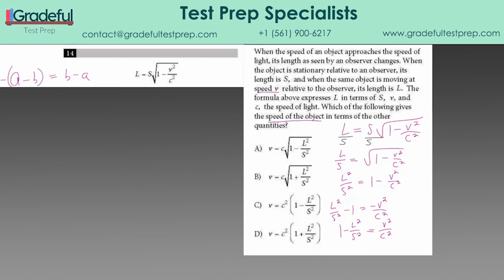So now, one nice thing to do would be to take the square root of both sides. So if we do the square root of what we have on the left, it looks like this. And the square root of what we have on the right looks like this. So we've got it looking a lot more simple. And now we can just multiply both sides by c, and we'll have v equals c times the square root of 1 minus L squared over S squared. And that gives us answer choice A for number 14.